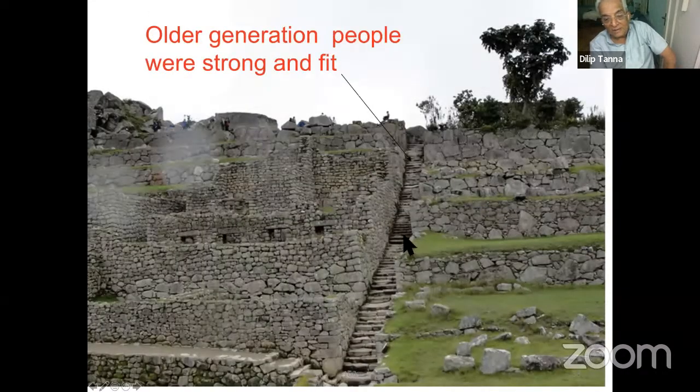Older generation, these are the steps. Older generation people were strong and fit. They could climb all these things. I tried to climb. I could go only up to here, and I was panting around. The steep climb which is there.